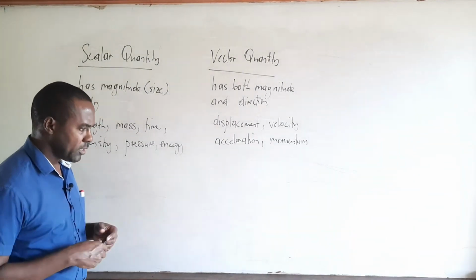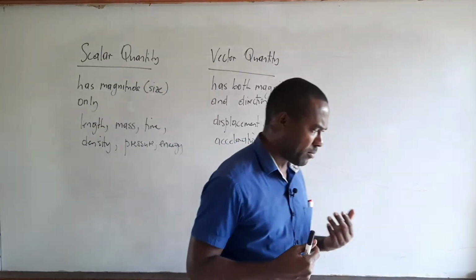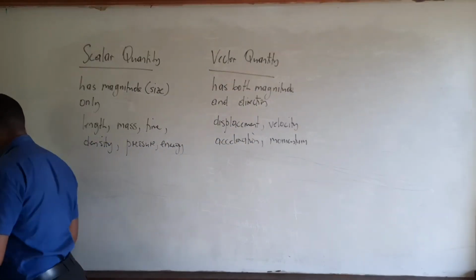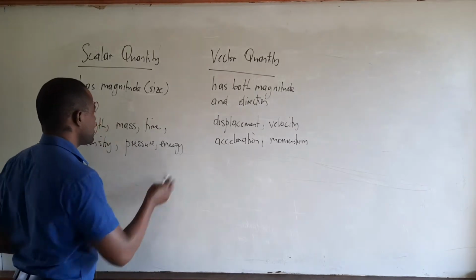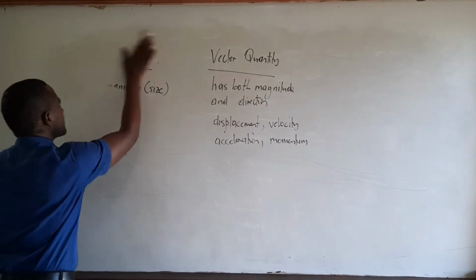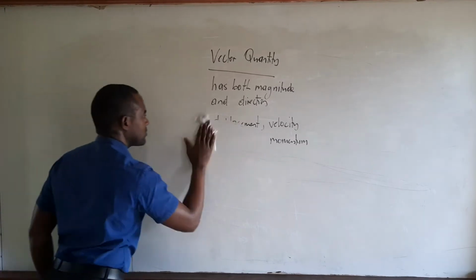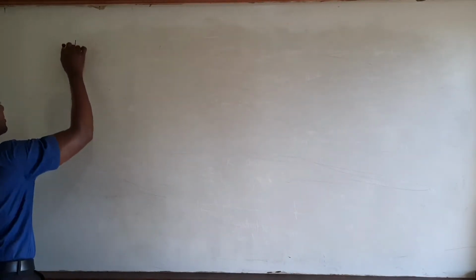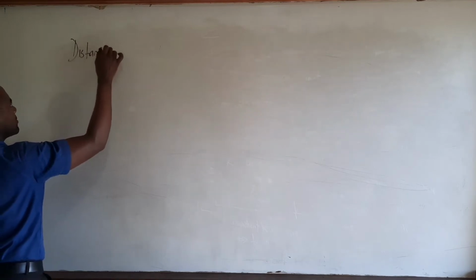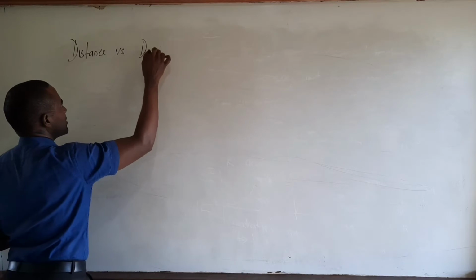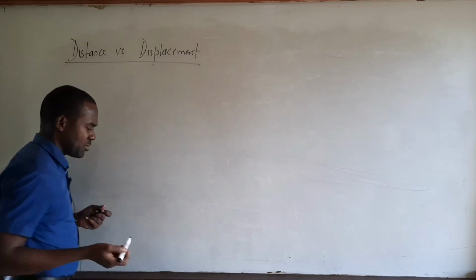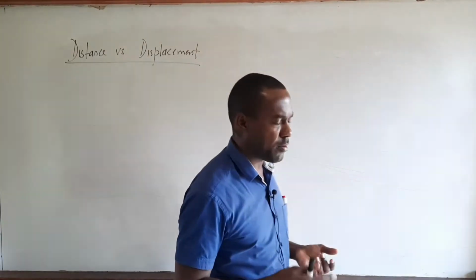All right? Now let's look at a particular comparison of scalar and vector quantities, and for this comparison we will look briefly at distance versus displacement. So we're going to look briefly at distance versus displacement. Right? So we'll define each term and we'll then go deeper into the comparison, right?